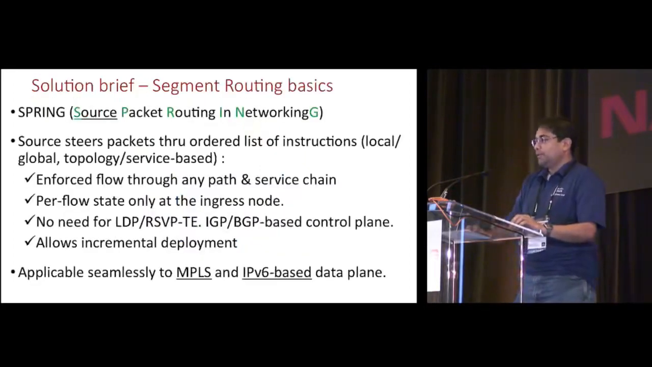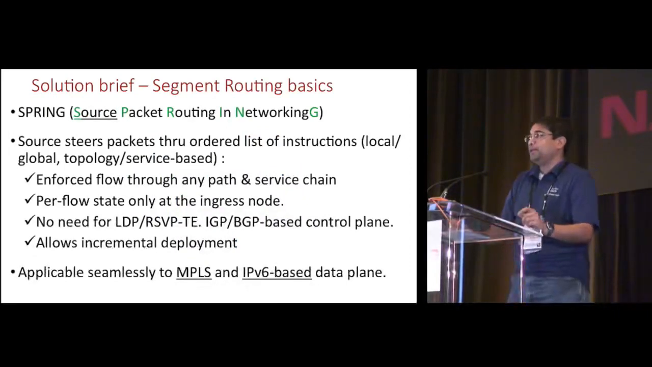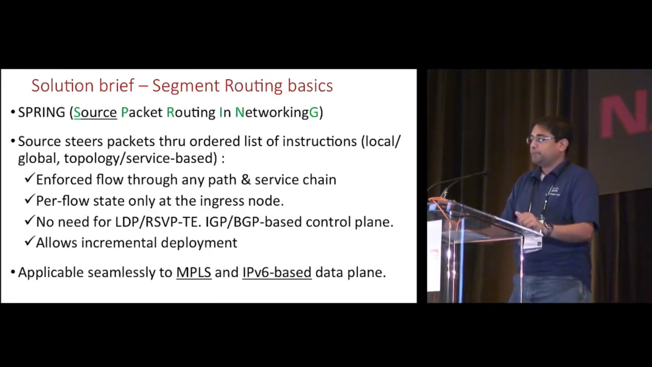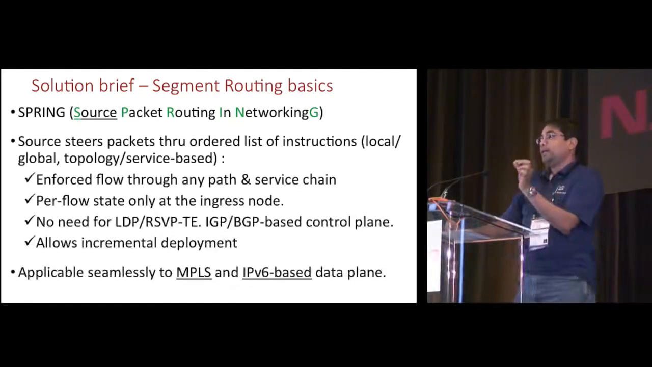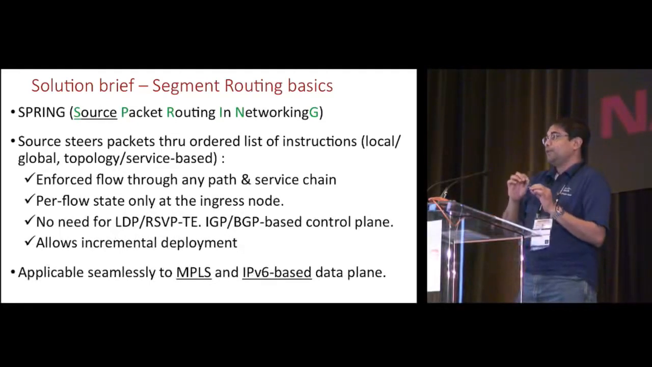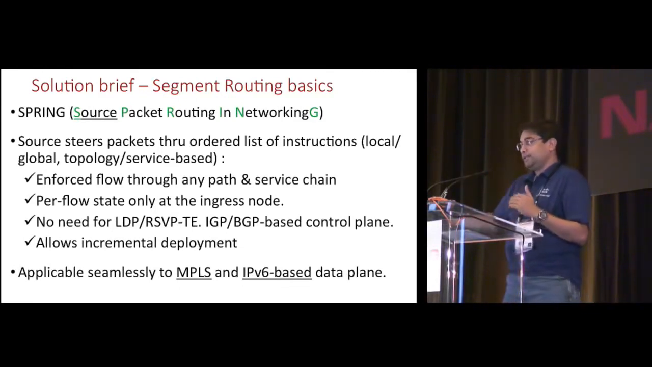So what's the solution? The proposed solution here is segment routing. I think many speakers before, in earlier NANOGs and other such communities, have talked about segment routing a lot. Essentially, it's called source packet routing in networking, SPRING in short. It enforces the flow through a certain path, so essentially it gives the granularity to the flow which we want. We just don't say, okay, this is the source, send it to the destination. Rather, we say, this is the source, go via these exact nodes or exact links to that destination.